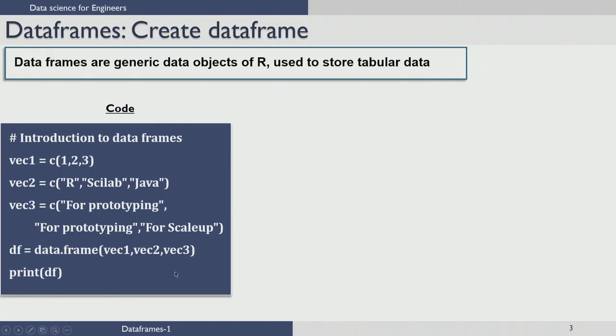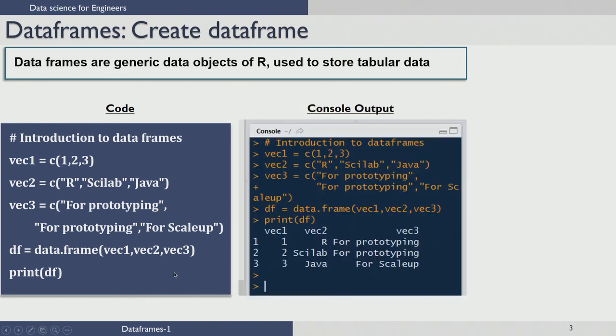When you print the data frame df, this is how the output looks. We can see that the names of the variables you have created are taken as columns, and the entries in each column are of the same data type. This is the condition you need to satisfy while creating a data frame.